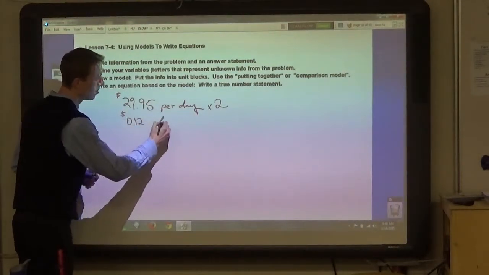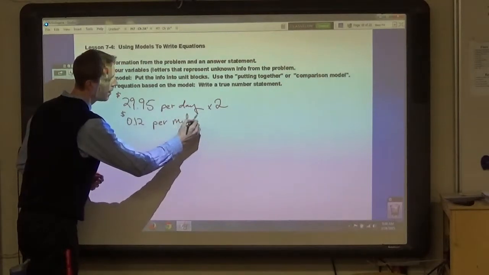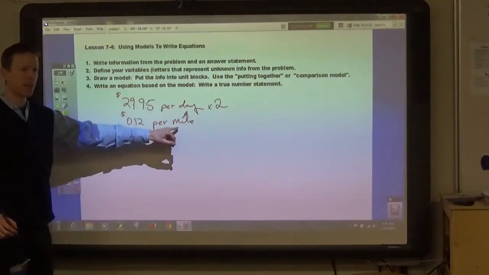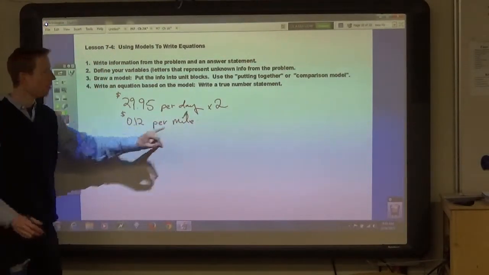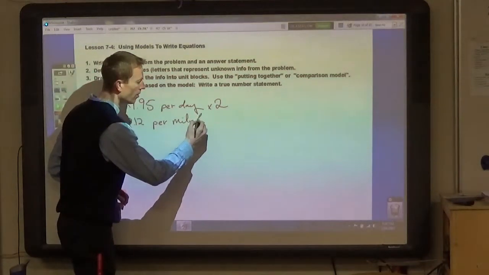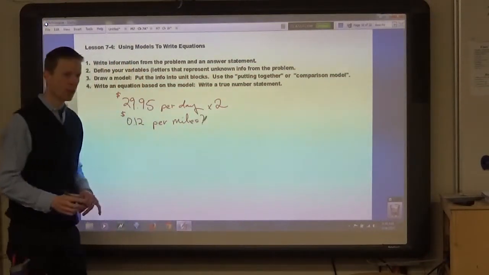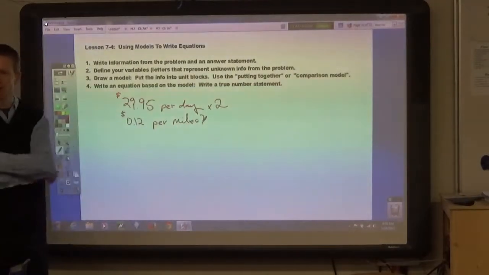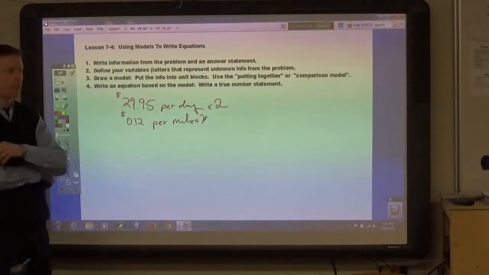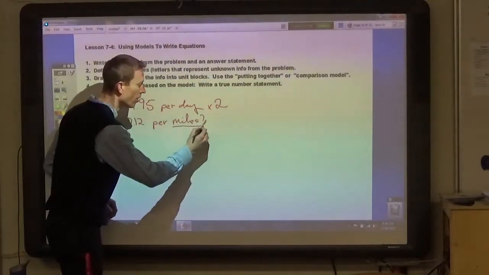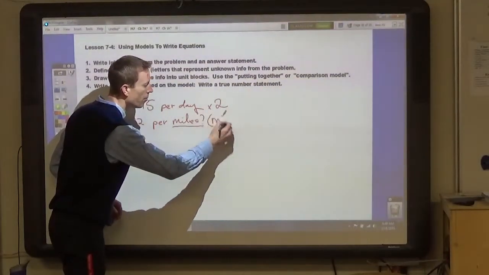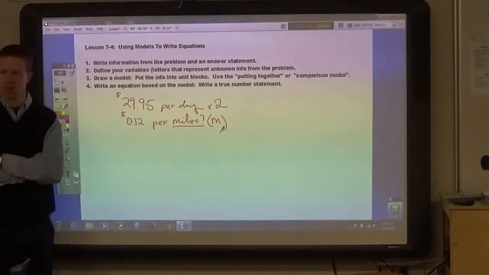Now, we're not given how many miles they're driving, right? So this is what we are looking for. Is miles. What letter can we use for miles? When we're defining our variable, since this is what we're looking for, we're going to use M for miles. Okay?